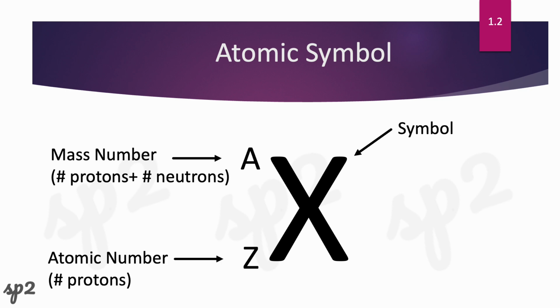Then we have another number, which is known as the atomic number, which is on the bottom left of your atomic symbol, and that is representing the number of protons. So this is actually going to specify the element. That means if I have two species that have a different number of protons, we're going to have different elements, right?